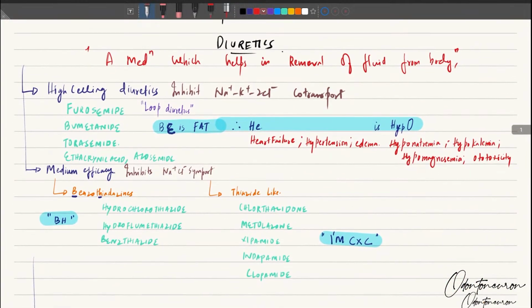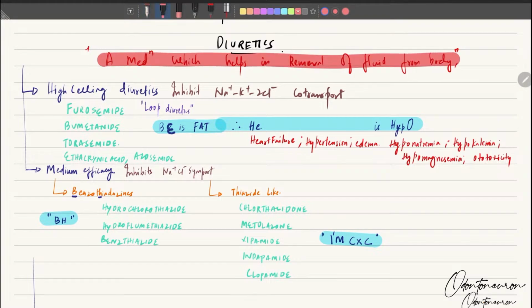This is very important. You have to know what diuretics are. To know about drugs, you have to know what diuretics are basically about. So, what is diuretics? I hope everything is audible, and use the chat box if you want to text something. So, what is diuretics? See, a diuretic is a medication which helps to remove fluid from the body. As the definition says, a medication which helps to remove the fluid from the body.